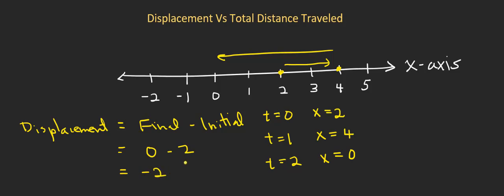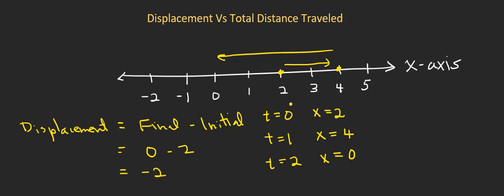If the displacement is negative, that means the particle will end up left side of the original. If the displacement is positive, the position of the particle will be on the right side of the original.